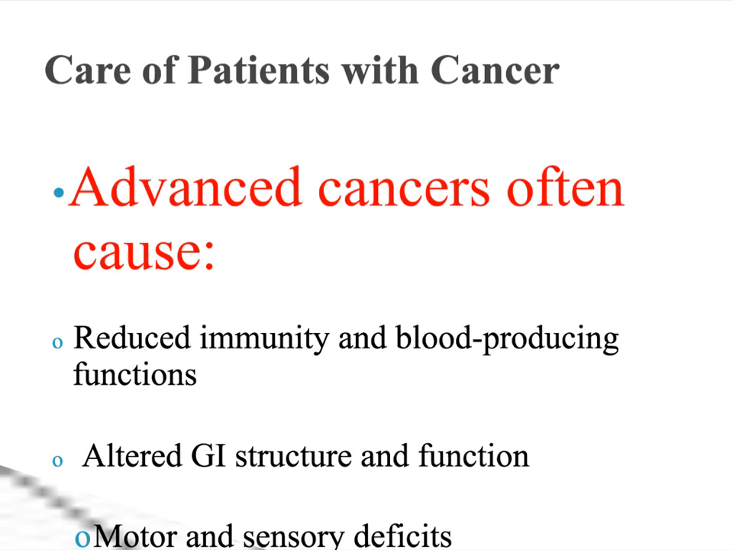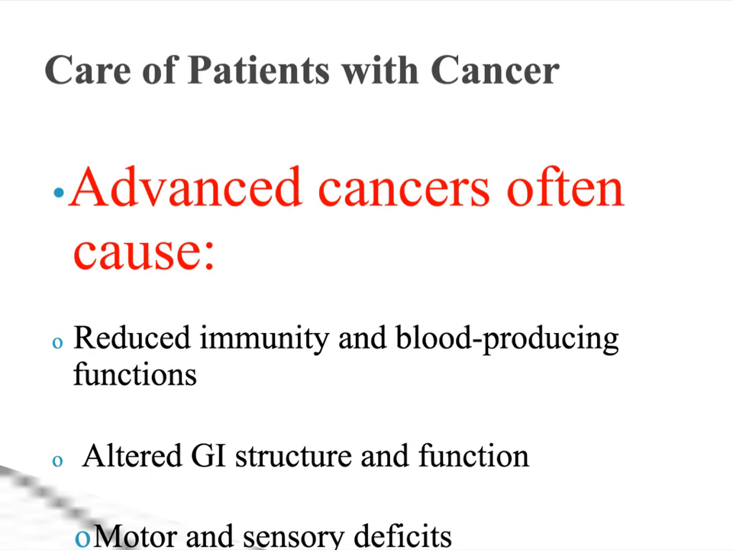So now we'll just talk a little bit about once someone has developed cancer, what problems it can cause, and how we should provide care for them as nurses. Once cancer develops in an organ and destroys its normal tissues, it can decrease the normal function of that tissue or organ. That can lead to problems such as reduced immunity, sometimes reduced blood producing function. If somebody has leukemia, that's a cancer in the bone marrow, it can affect their immune system, their red blood cell count, and their platelet count. So those are just some problems.